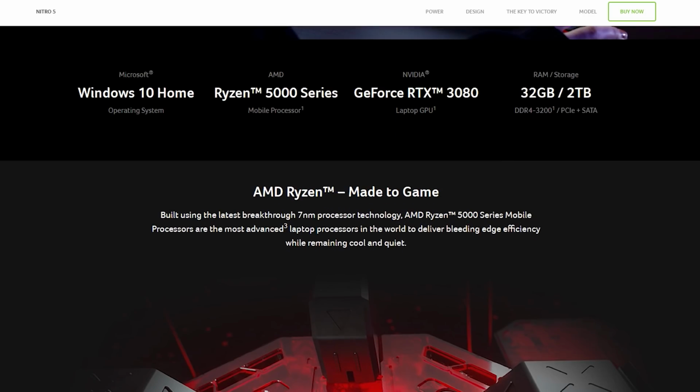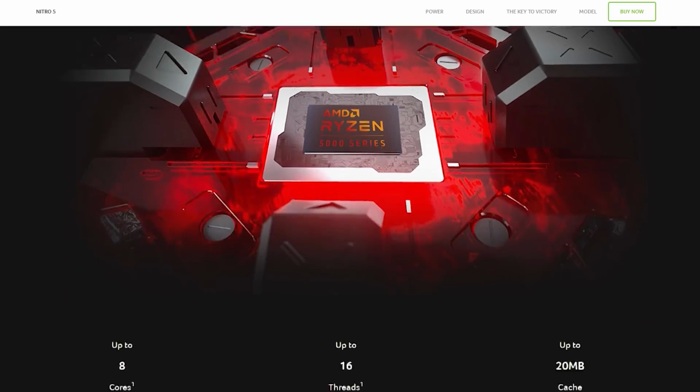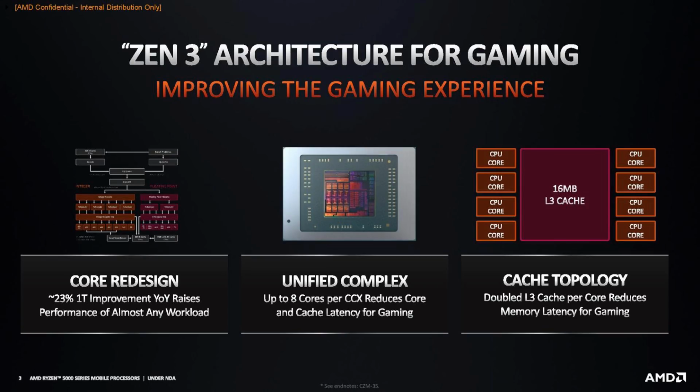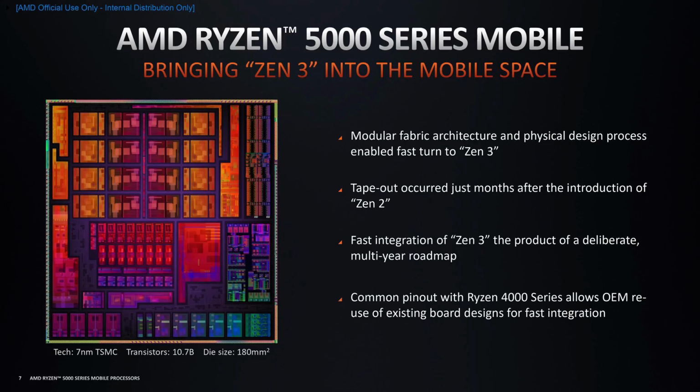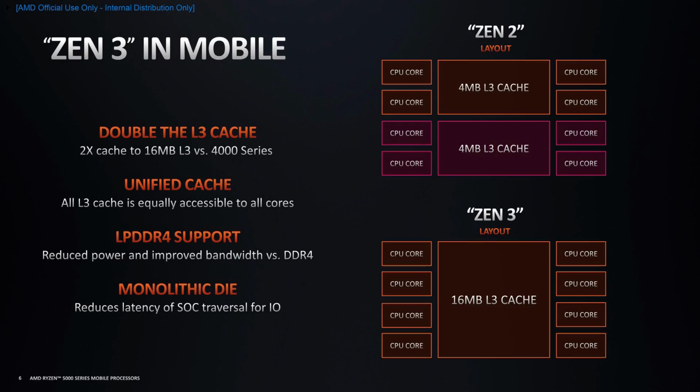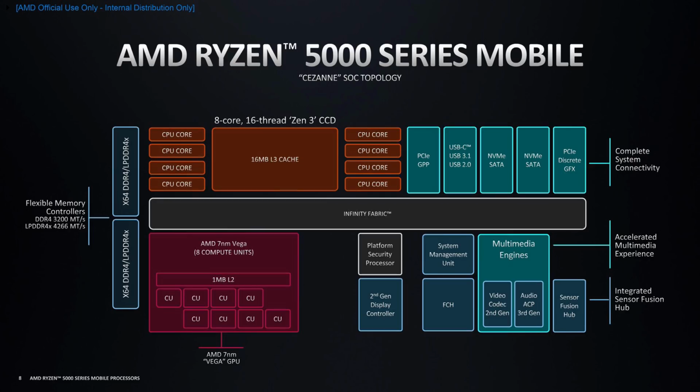Speaking for a moment further of the Cezanne architecture, the basic premise of the CPU is that it takes the same Zen 3 architecture found in both desktops and servers, but changes things for both smaller dies and lower power consumption. The CPU's L3 cache is shaved to just 16 megabytes, half of that of the desktop, for example, and we also see a rather large increase in IPC compared to the Zen 2 generation, about 20%.